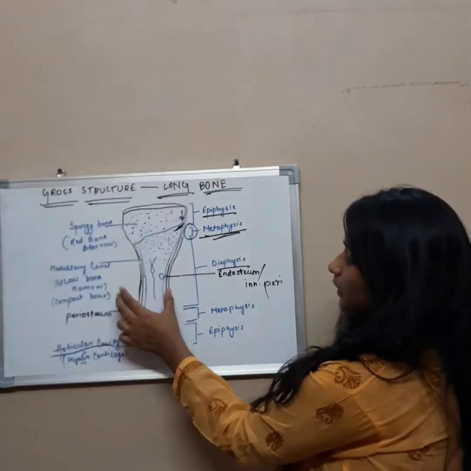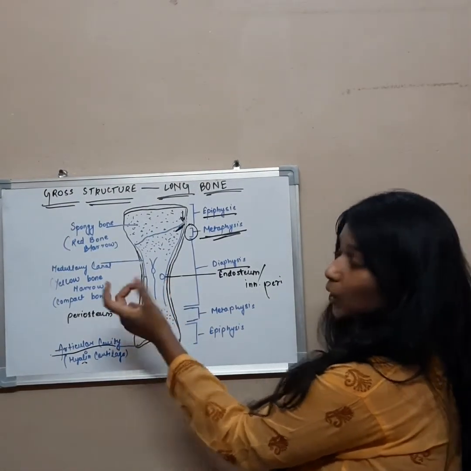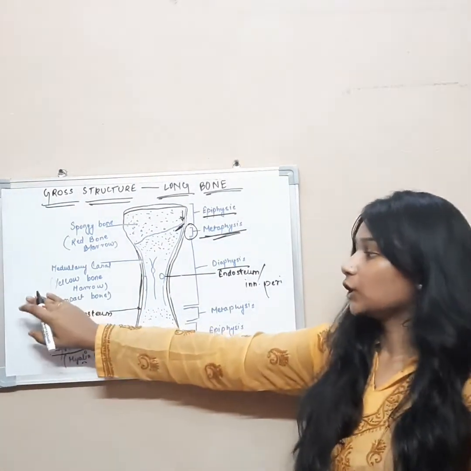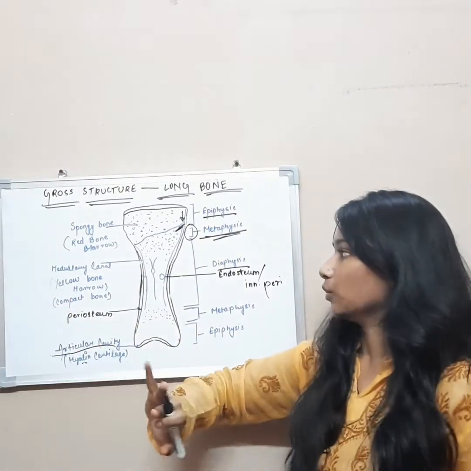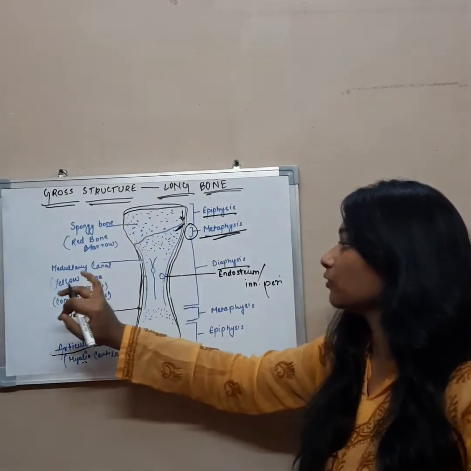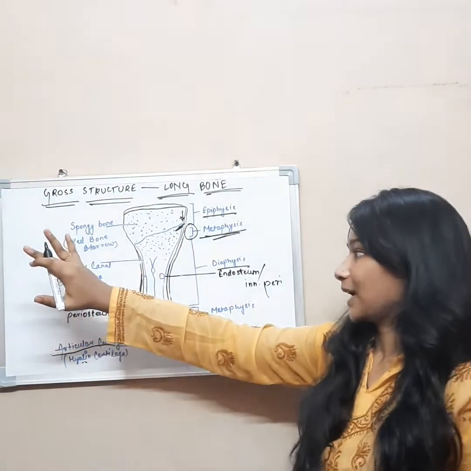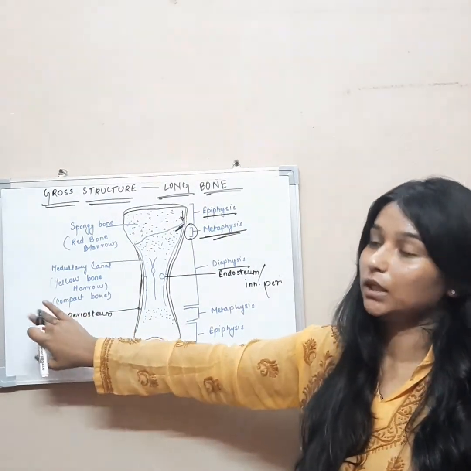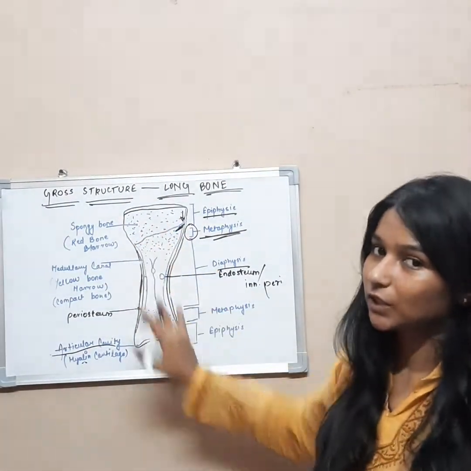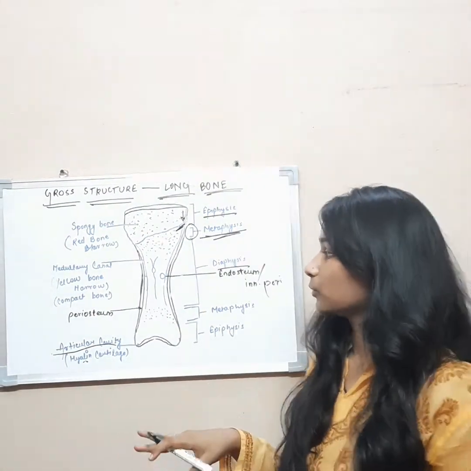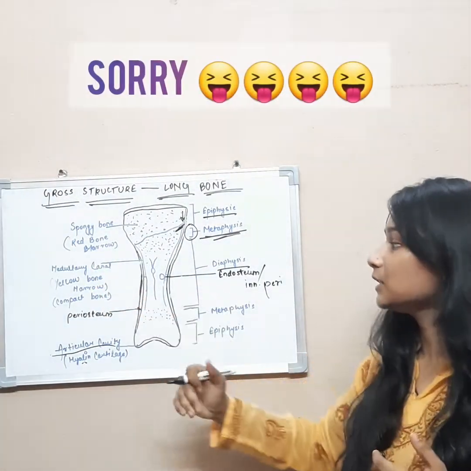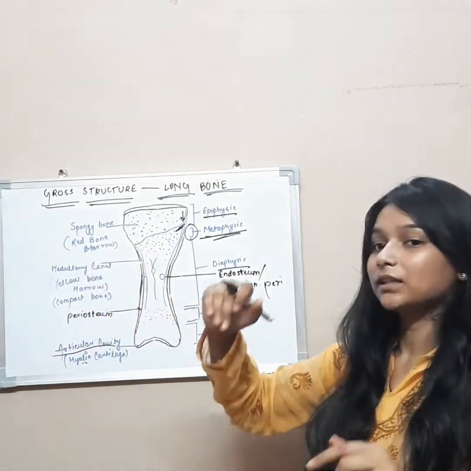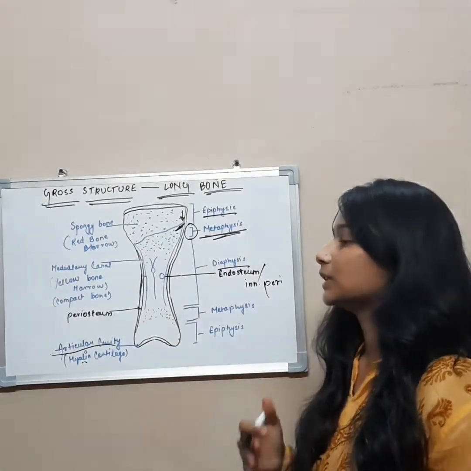At the middle part, we have the medullary canal or medullary cavity. The medullary cavity or canal comprises yellow bone marrow, and the diaphysis is made of compact bone, while the epiphysis is made up of spongy bone and comprises red bone marrow. Yellow bone marrow is present after puberty. Before puberty, it will also be red. It converts into yellow bone marrow after puberty.